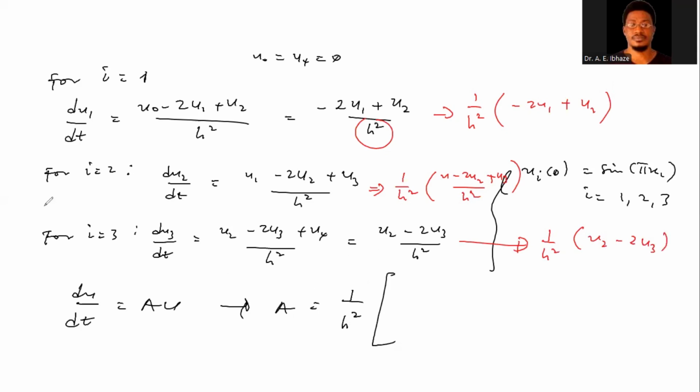So 1 over h squared. Then for the first, we have minus 2u1, u2, the magnitude is 1. So let's remove the u. So that will give us minus 2. Then that's 1. Then u3 here is 0. So for the second, this is u1 here. So u1, that's 1. Then minus 2. Then 1. Then for the third, u1 is 0. There's no coefficient for that. Then u2 is 1. Then minus 2. So this is what we've got. So this can be solved using standard ordinary differential equation solvers.